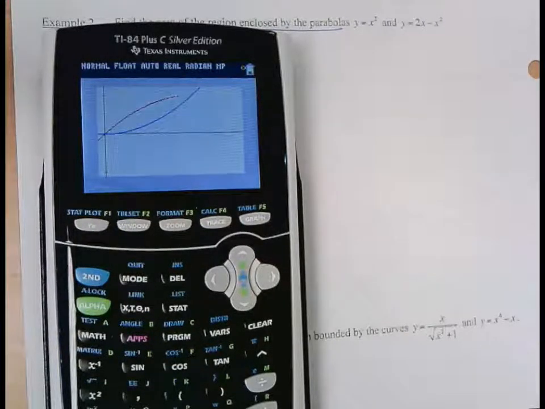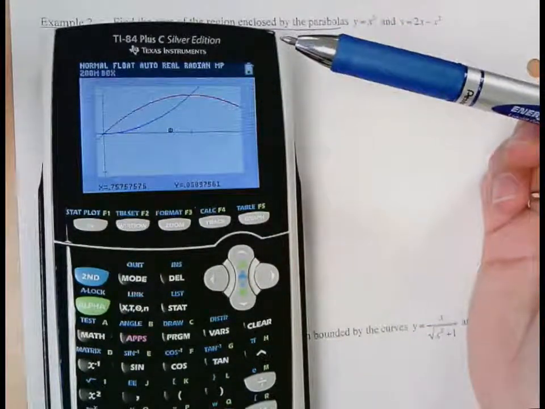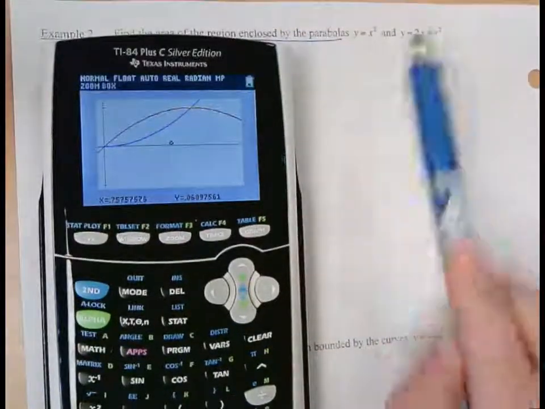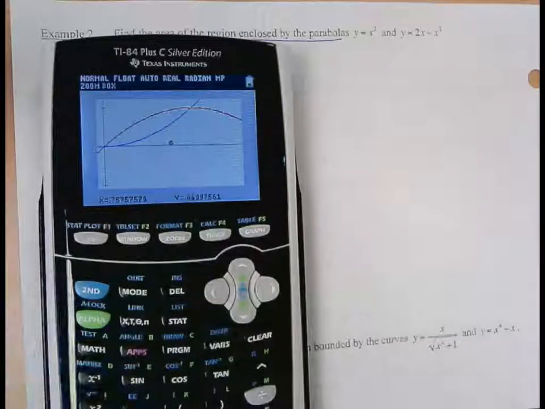We can see that they do intersect. So yes, as long as your calculator is allowed, you can use your calculator to find where they intersect. I do want to show you, because it does work out for this one, if there was a no calculator question where it gave you the equations and the graph, but it didn't tell you where the 2 graphs intersected and you couldn't use your calculator to find it.